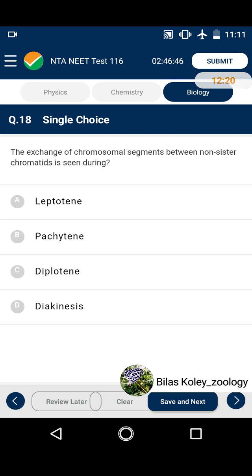Question number 18. The exchange of chromosomal segments between non-sister chromatids is seen during, and the options are leptotene, pachytene, diplotene and diakinesis. In these questions, the right option will be option B, pachytene.